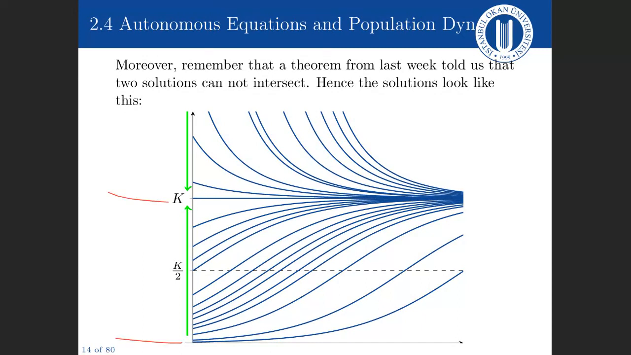We have the two equilibrium solutions first. Between 0 and k over 2, the solutions are increasing and concave up. Then between k over 2 and k, the solutions are increasing and concave down. And then finally, in the top part of the graph, the solutions are decreasing and concave up. This is enough information for us to sketch some solutions to the graph. Without solving the equation, we've still gained a lot of information about the solutions to this equation.